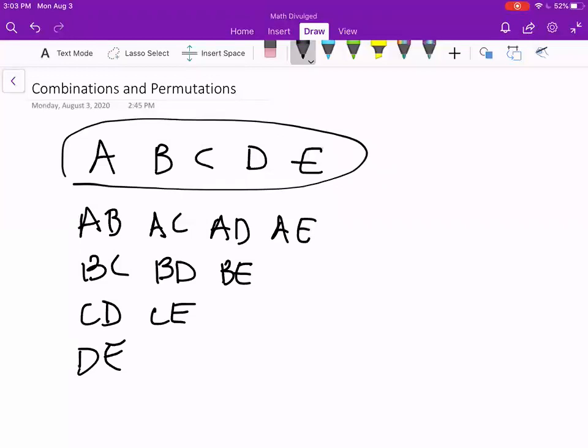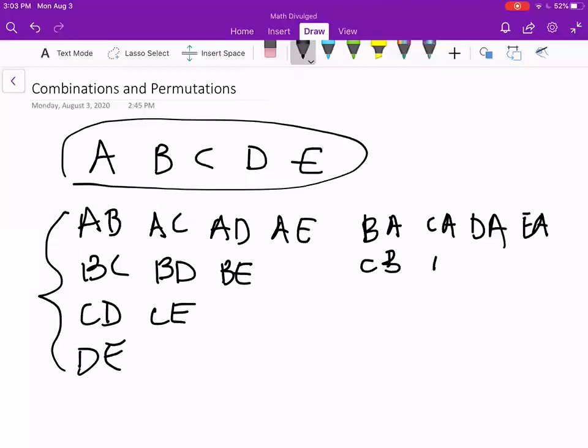Let's say we do care about the order, then how would this change? For each of these that I've listed here, we can flip them. We'd have BA, CA, DA, EA, CB, DB, EB, DC, EC, and ED. This would give us another 10, so the total is double the number. Yeah, we multiply by 2. That's basically the difference between combinations and permutations.